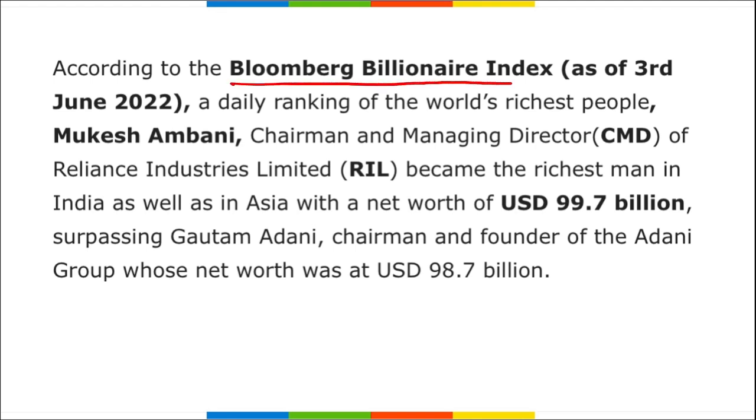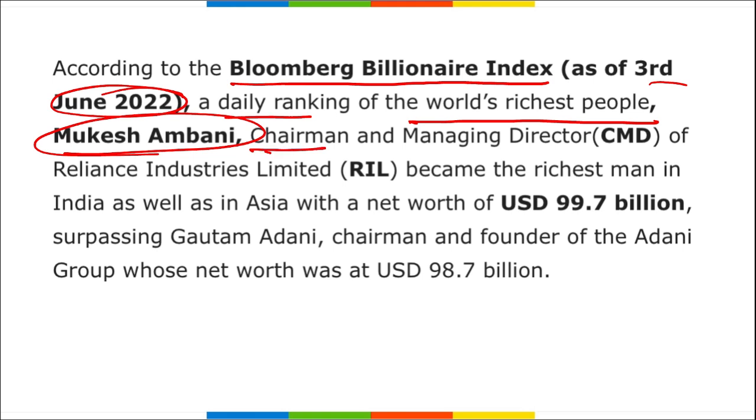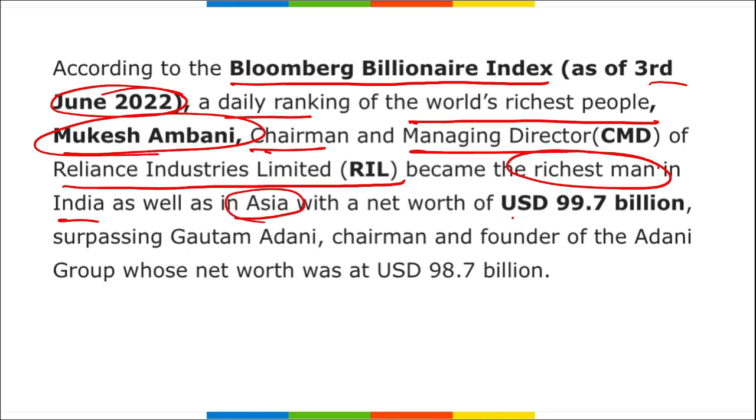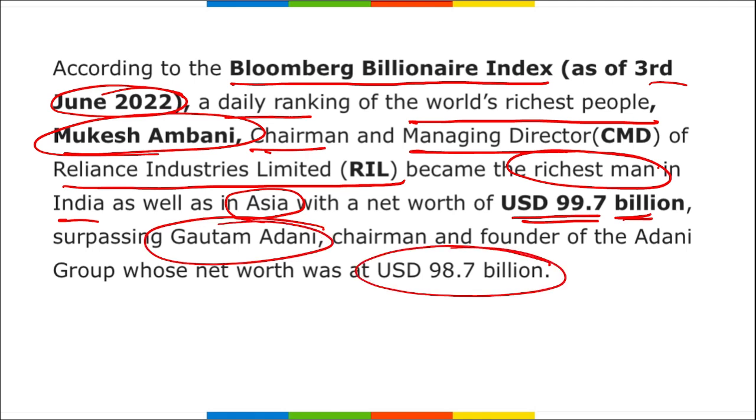So, Bloomberg's Billionaires Index, as of 3rd June 2022, the daily ranking of the world's richest people: Mukesh Ambani, who is the chairman and managing director of Reliance Industries Limited, became the richest man in India as well as in Asia with a net worth of $99.7 billion, surpassing Gautam Adani, whose net worth was around $98.7 billion as of 3rd June 2022. This report was released by whom? The Bloomberg Billionaires Index.